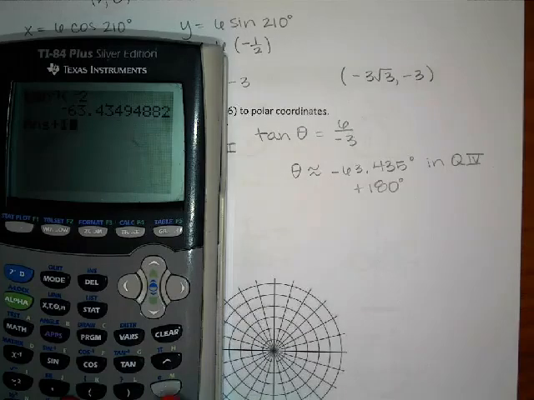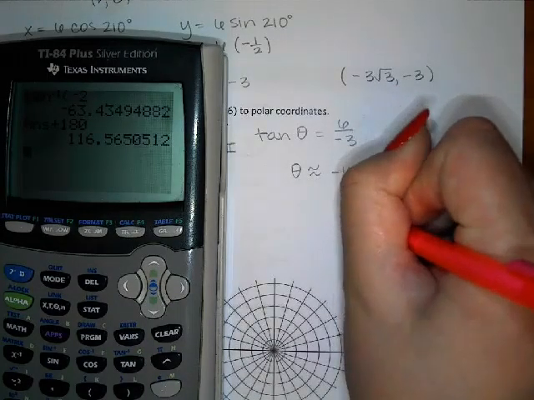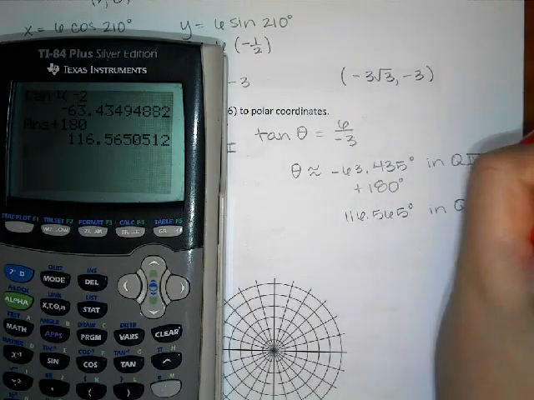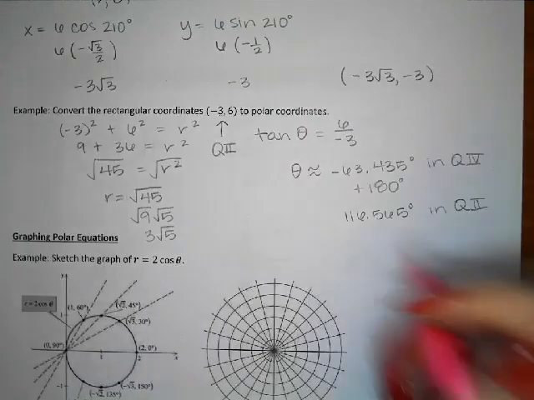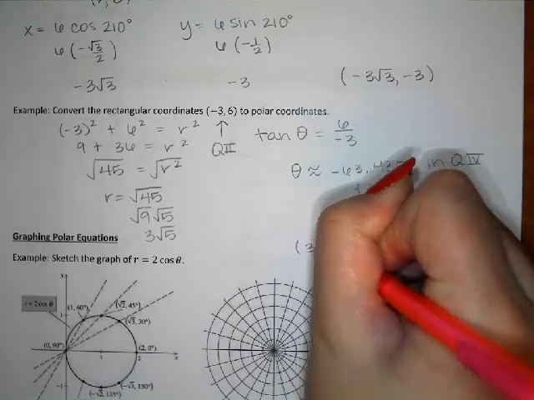So 116.565 degrees in quadrant 2. And so this point would be a radius of 3 square root 5 and an angle of 116.565 degrees.